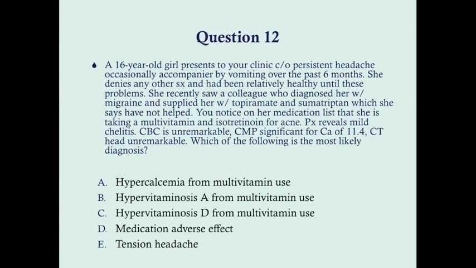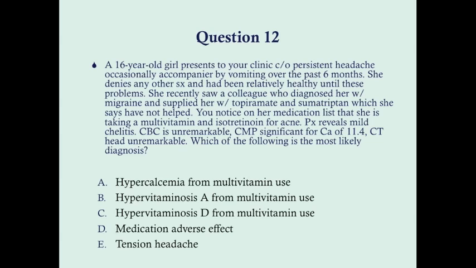Okay, question 12. A 16-year-old girl presents to your clinic complaining of persistent headache, occasionally accompanied by vomiting over the past 6 months. She denies any other symptoms and had been relatively healthy until these problems. She recently saw a colleague who diagnosed her with migraine and supplied her with topiramate and sumatriptan, which she says has not helped. You notice on her medication list that she is taking a multivitamin and isotretinoin for acne.